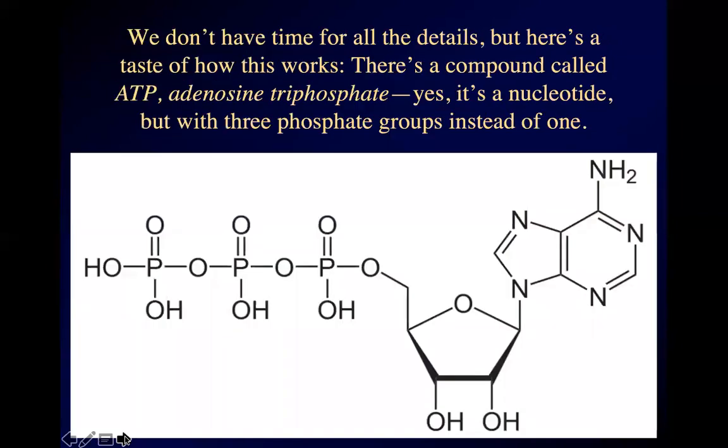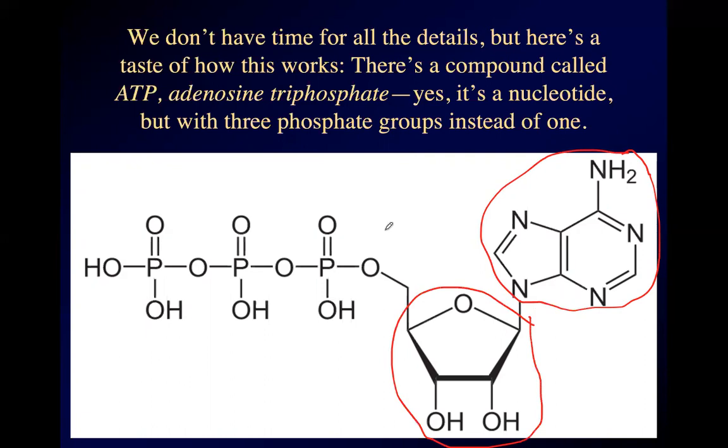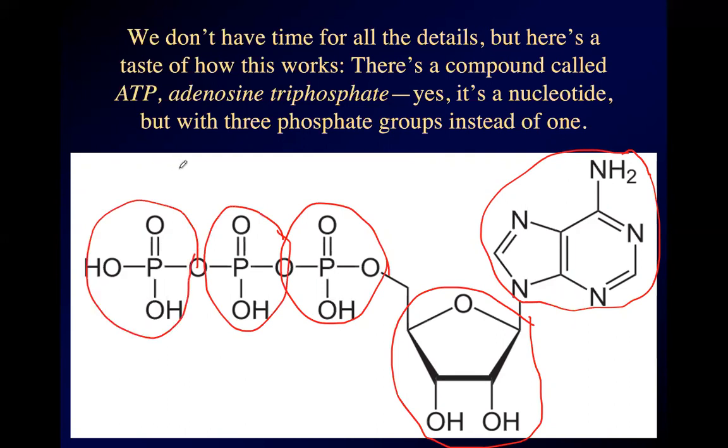We just haven't got time for the details, but this is a molecule called ATP. And you might notice that it's a nucleotide. That happens to be the base adenine. That's a sugar. That is ribose, in fact. But instead of a typical nucleotide, instead of one phosphate group, it's actually got three. So that's why it's ATP, adenosine triphosphate. Three phosphates, triphosphate, like trisigma.